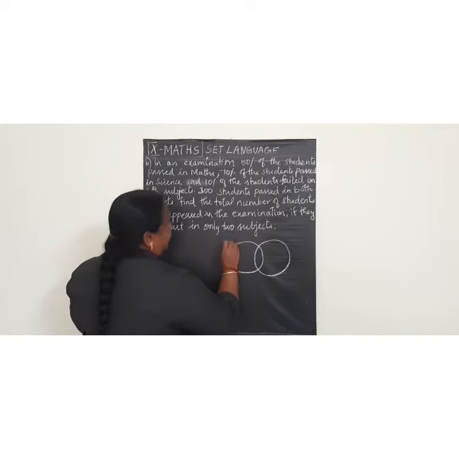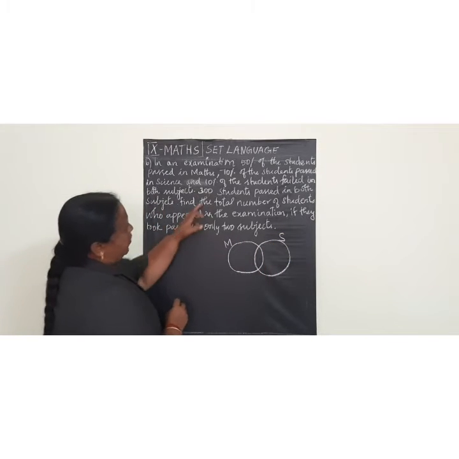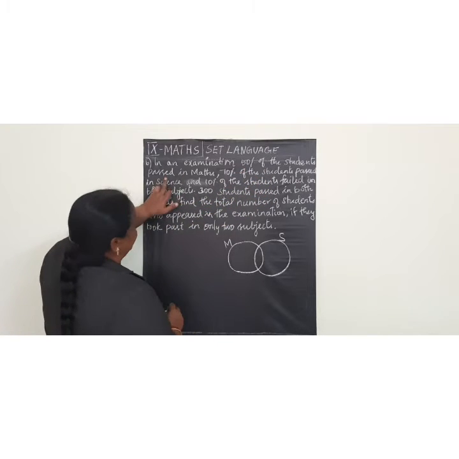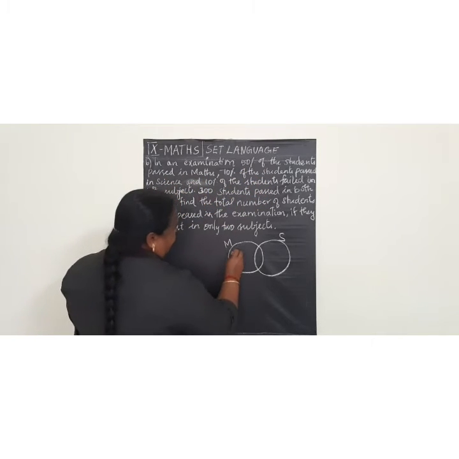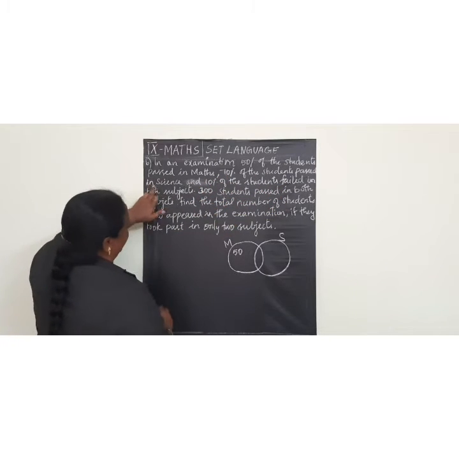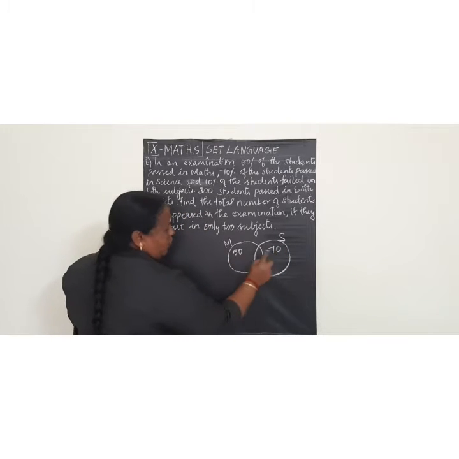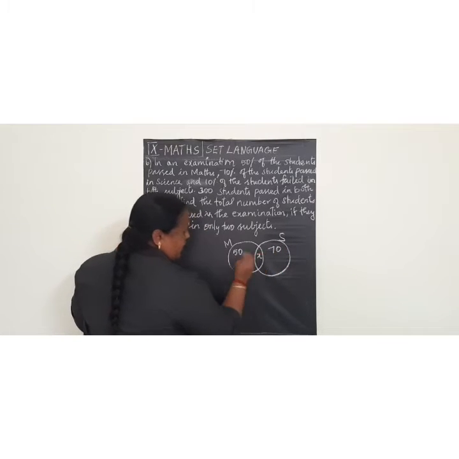This one maths, science. Here they had given 50% of students passed in maths. So we are writing here as a 50. Then 70% of the students passed in science. So 70 students they passed in science. Both we don't know. So we are taking as a x.